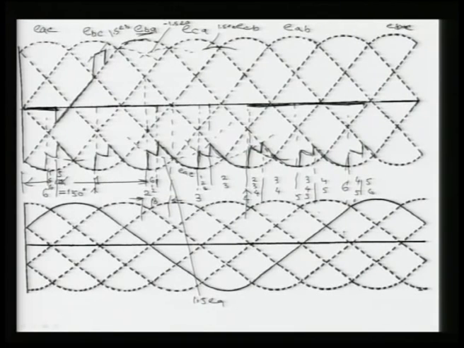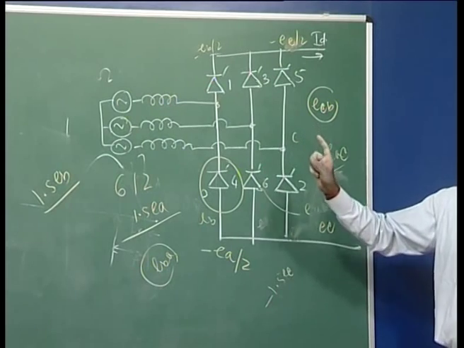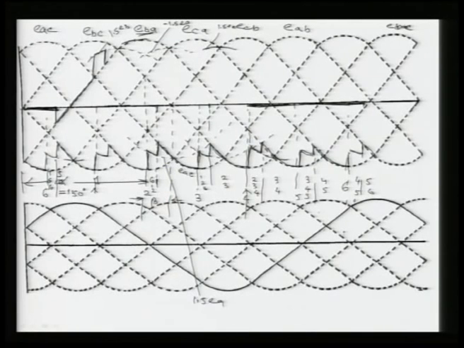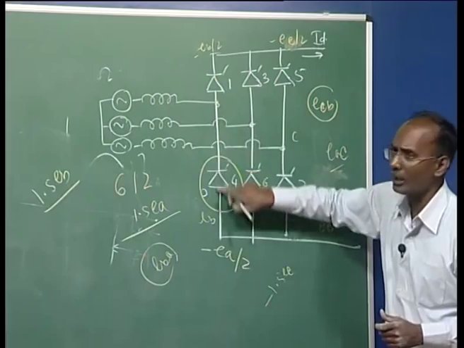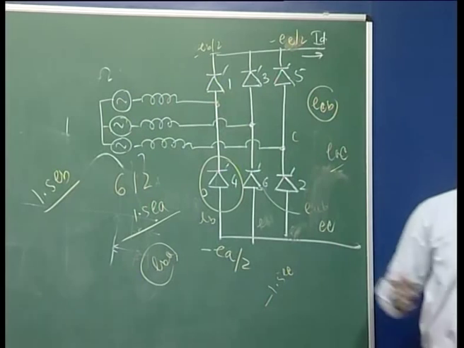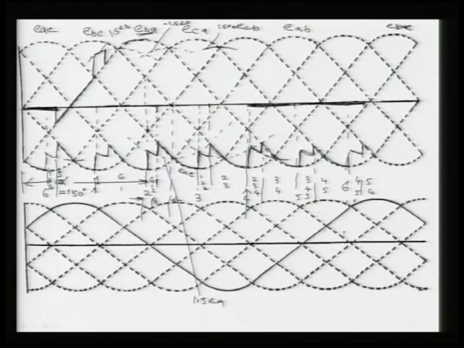Okay? Because once commutation is over, now again, in this period, valves 6 and 1 are conducting. So again here this is your B and here is A, and 6 and 1 are conducting. So it is EBA. We are again going to have this EBA, and now it will not change till you fire the second valve.